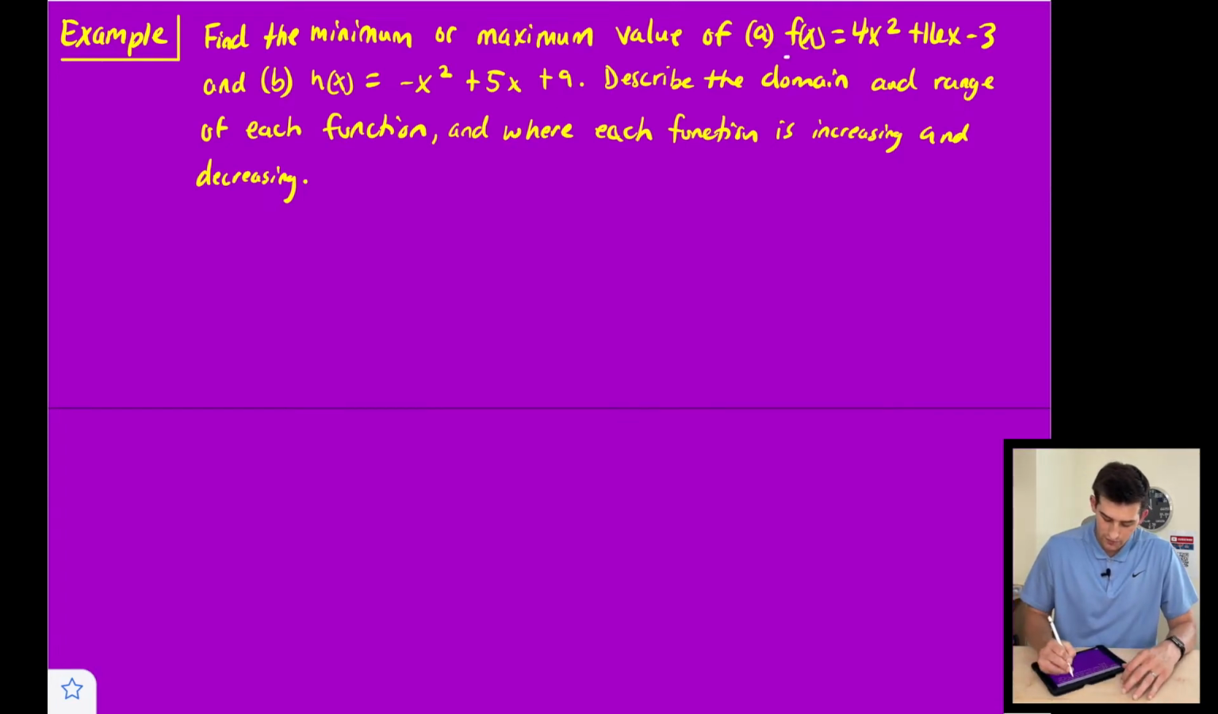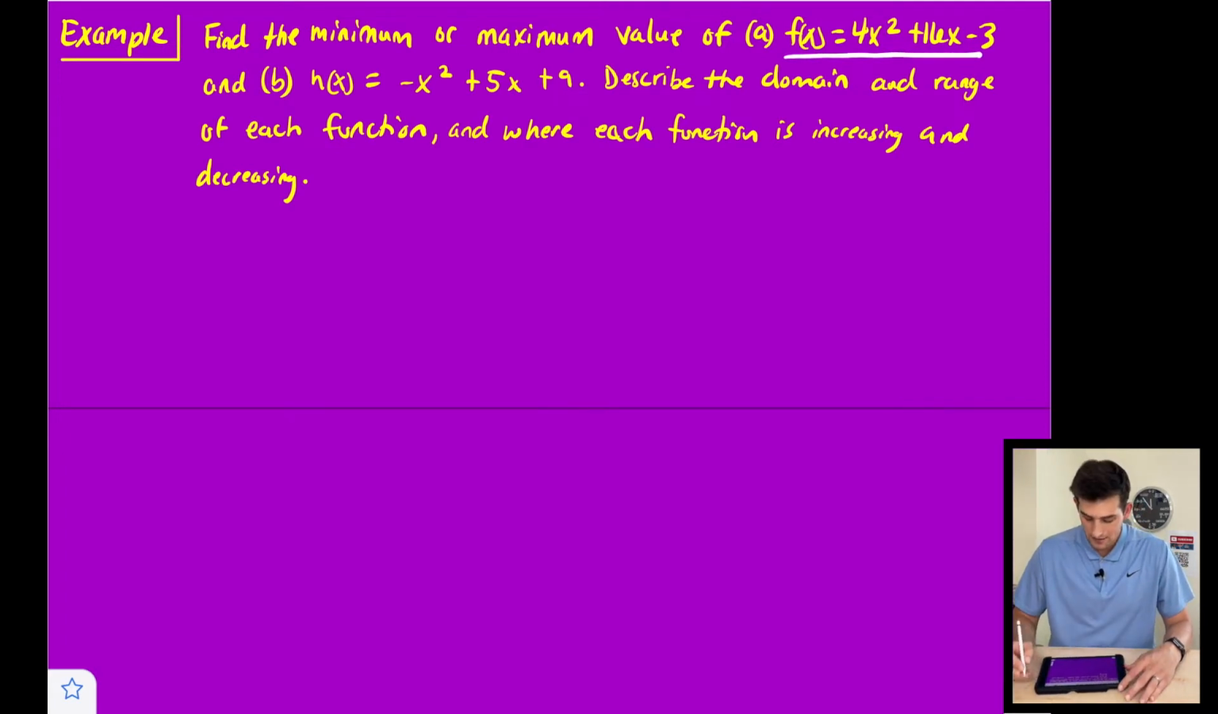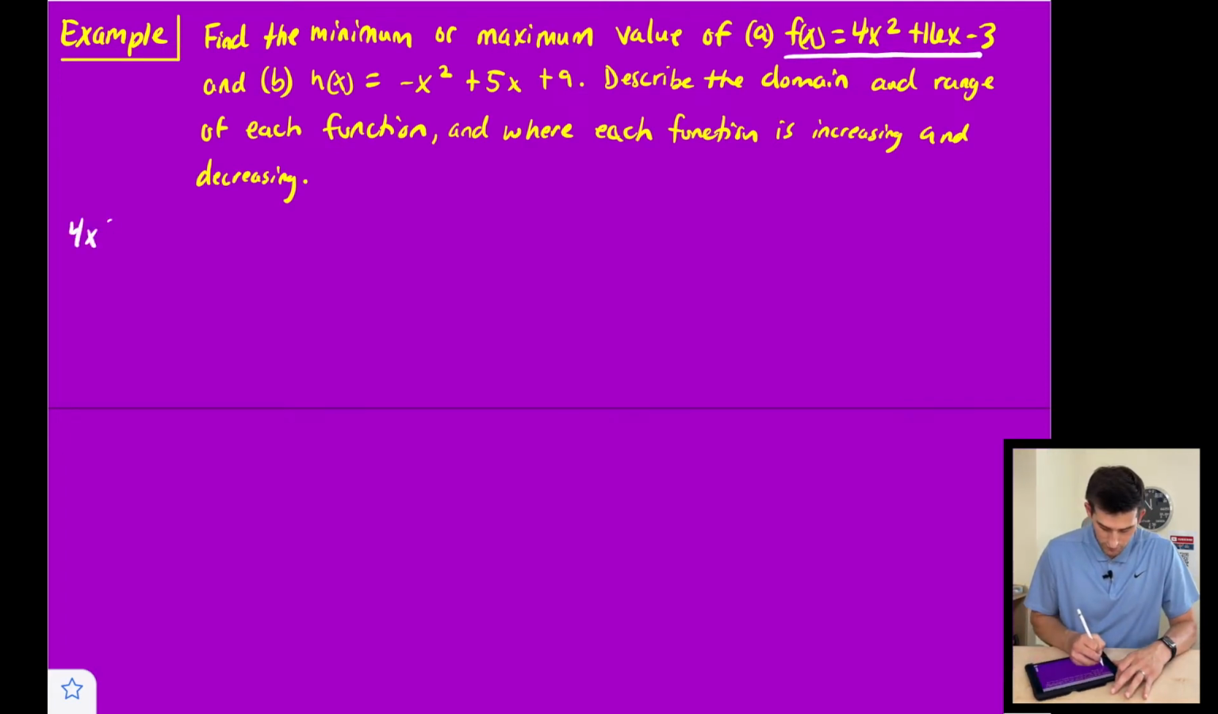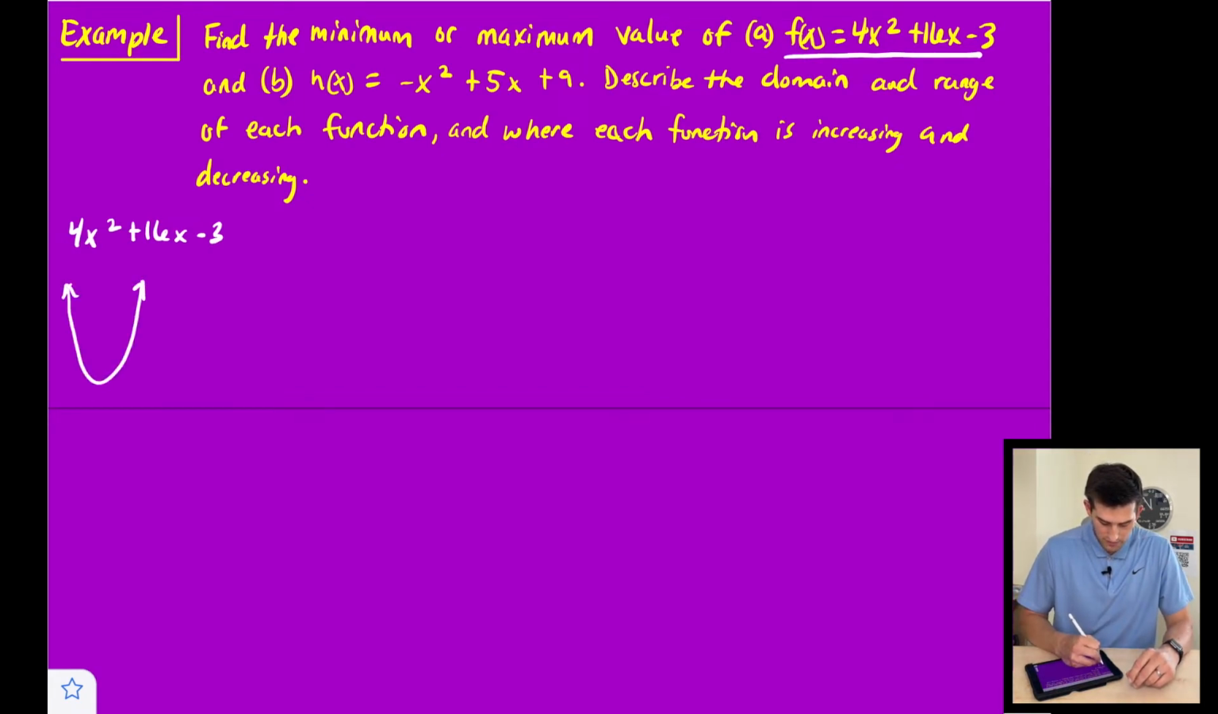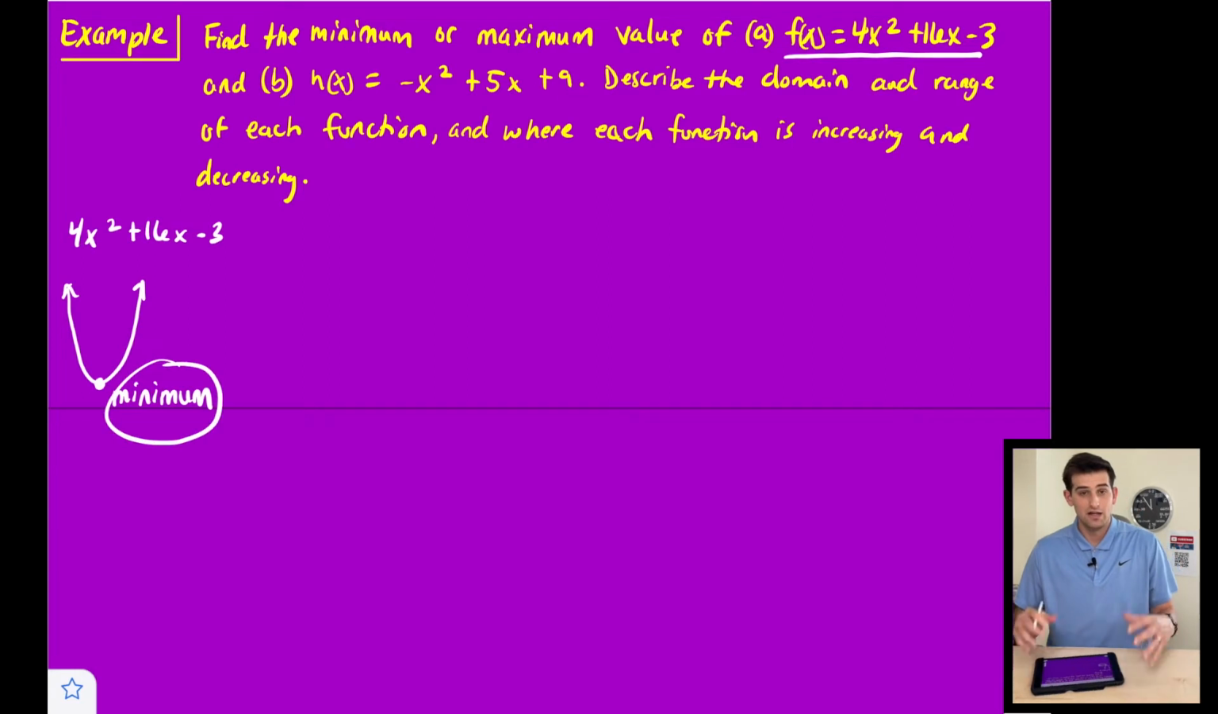So we're going to start off with our f of x function here, and it is 4x squared plus 16x minus 3. So I'm going to write it right here, 4x squared plus 16x minus 3. The first thing I notice here is that a is positive. So if I were to just draw this here, my parabola is going to open up, which means we are going to have a minimum. I know that because a is 4 and that's a positive number. Okay, so now we're going to go ahead and find our axis of symmetry.